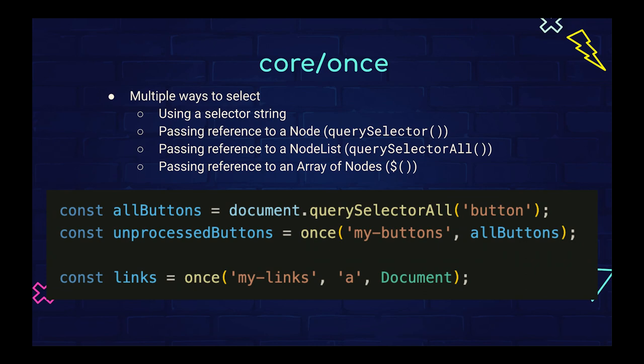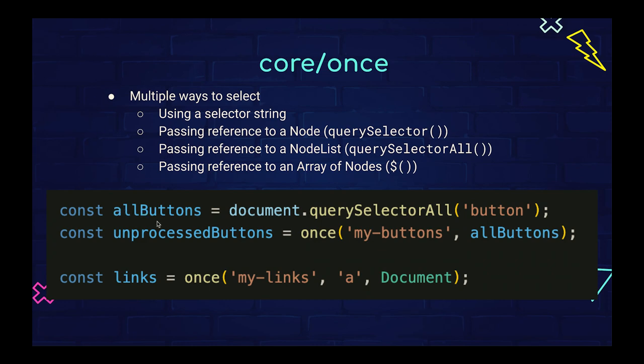There are multiple ways to select. You can use a specific selector string like you would use in CSS. You can pass it a reference to a node, a specific one, like with query selector. You can pass it a reference to a node list, which is what you get back from query selector all, or you can pass it a reference to an array of nodes, which is what you're going to get if you use jQuery.